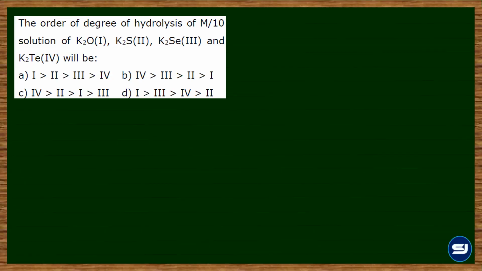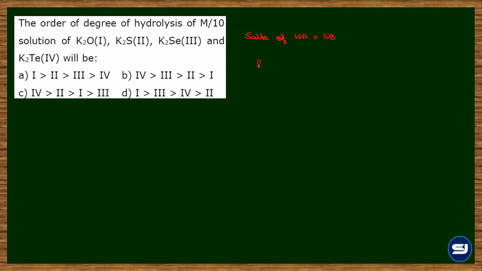Okay, let's start with this question. The order of hydrolysis of M by 10 solution of K2O, K2S, K2Se, and K2Te will be. Now you're supposed to identify the order of hydrolysis, and these are salts of weak acid and strong base.